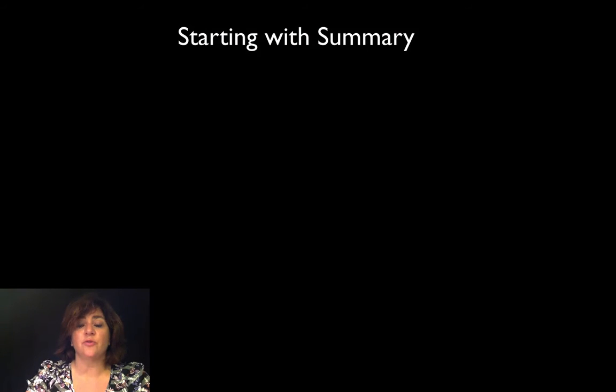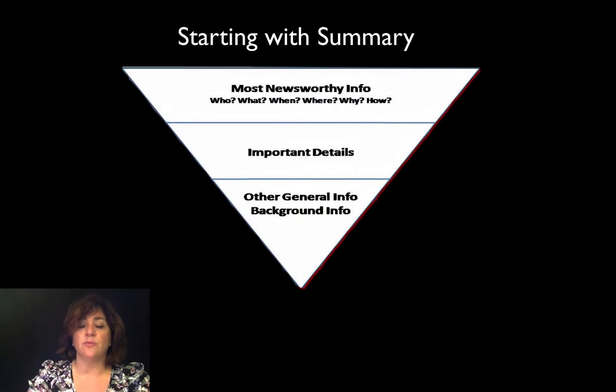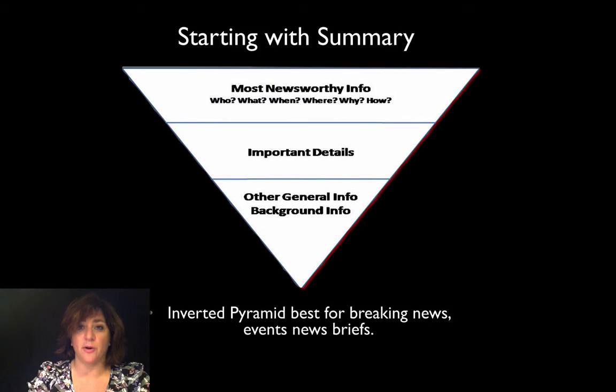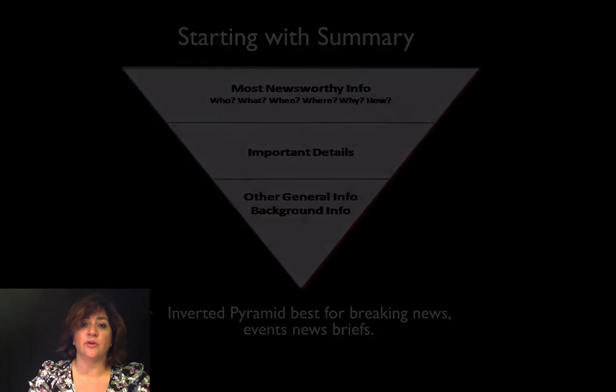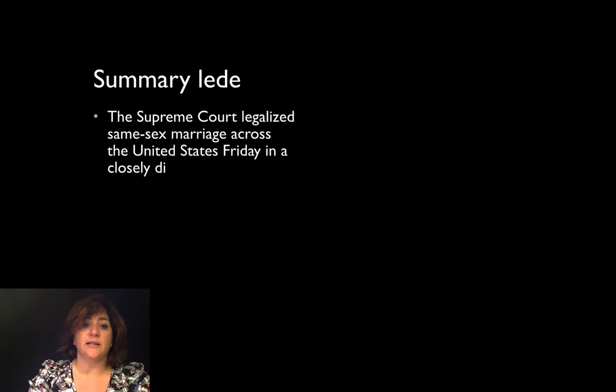Now, what we've learned so far is starting with the summary, this idea of the summary lead, the most important information, next most important information, getting the important details and the general background information. But we're writing in descending order of importance. And this, of course, is the inverted pyramid, best for breaking news. So we're going to get the summary lead in the beginning, then we're going to get the important details and the general information. Now let's look at an example of that.